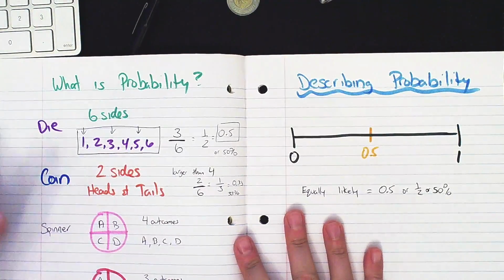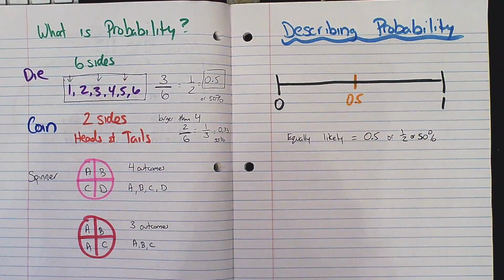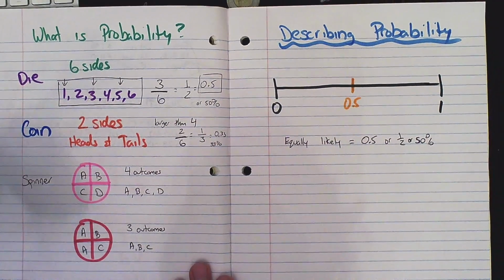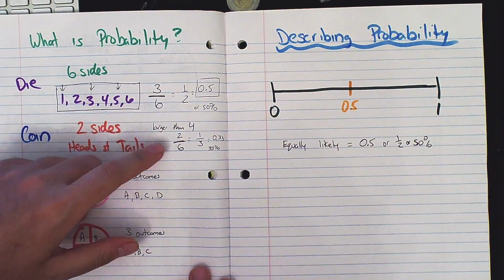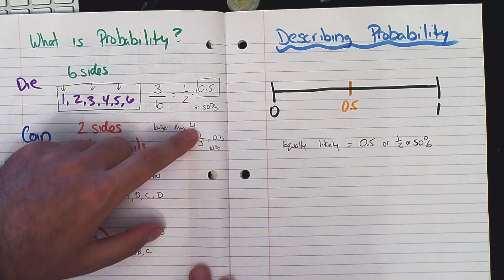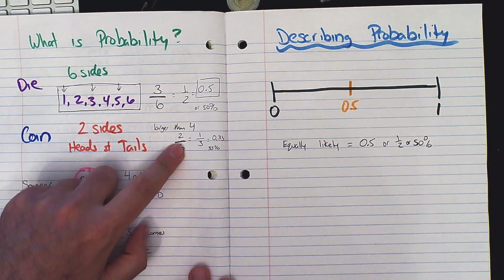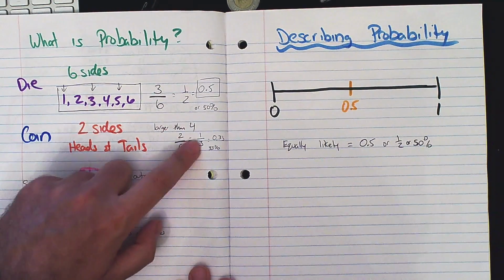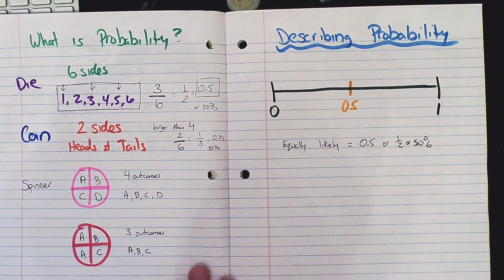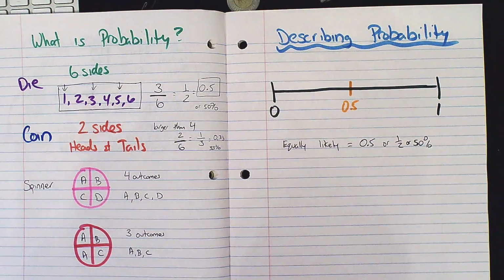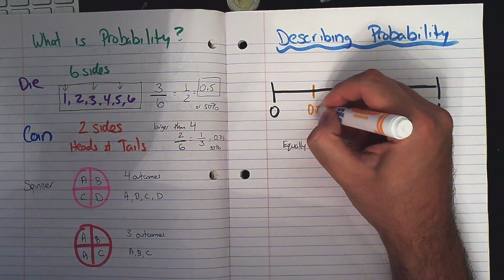Okay, let's go back to this example here. I asked you, what is the probability of you rolling a number that's larger than 4? There are only 2 numbers larger than 4, 5 and 6, so that's 2 over 6, which would equal 1 over 3, which equals 0.33. So that would look like this.